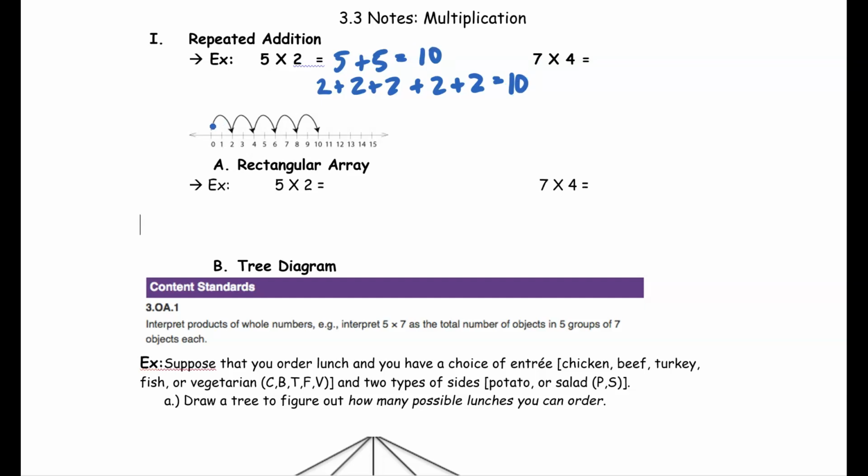And you can see below here, you could also use the number line. So if you had a number line provided, you could just hop to 2, count in 2s 5 times. So 2, 4, 6, 8, 10, and get to 10 that way.